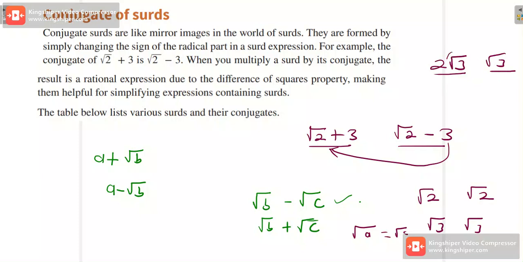Let's get this clear. The conjugate of 2 root of 3 is root of 3. We are only interested in the radical part. We are only interested in the set part. So the conjugate of 2 root of 3 is root of 3. Let's get that clear. The conjugate of a root of b is going to be root of b. Let's get that very clear.